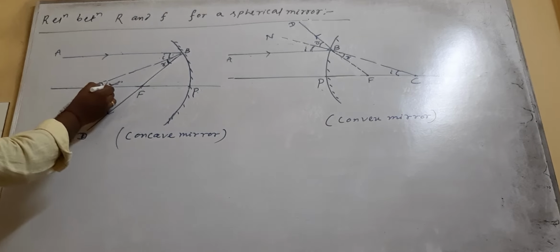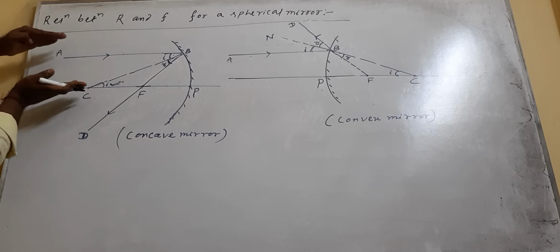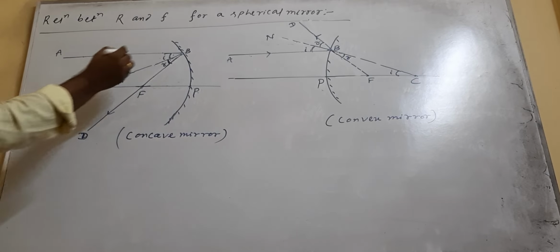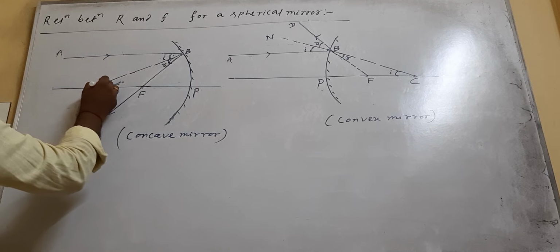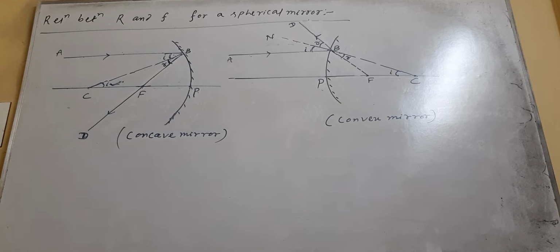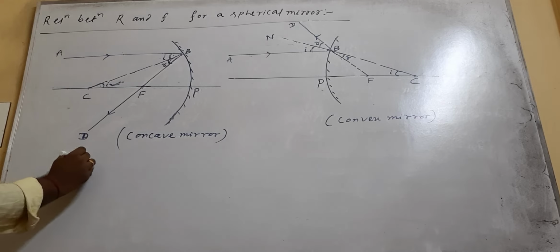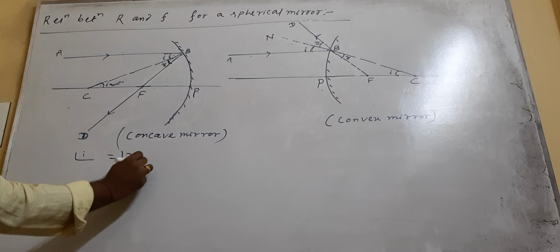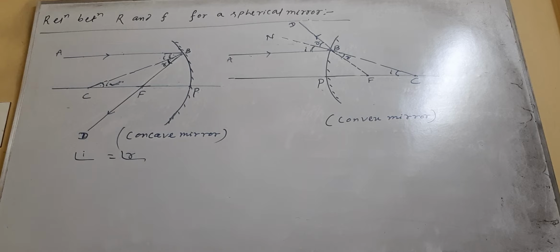As these two lines are parallel and it is the intersecting line, this angle is equal to this angle because they are alternate angles. So you can write i here. As i is equal to r, it is the law of reflection.